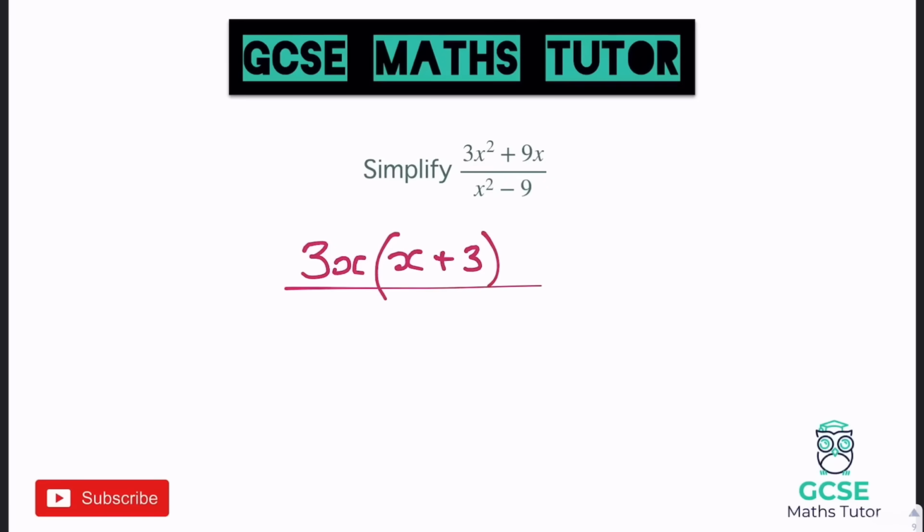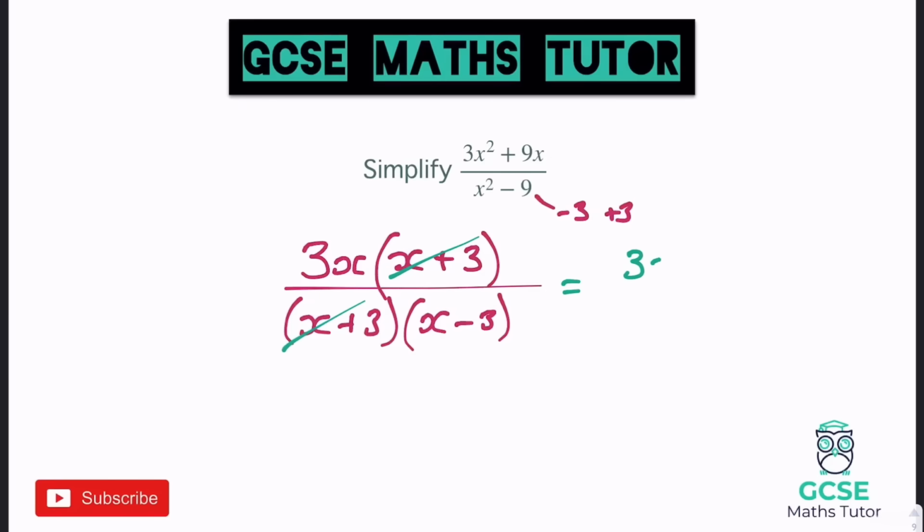Now if we have a look at the bottom, that has a number at the end but no x pieces in the middle, so that's a difference of 2 squares. The factors of 9 are 3 and 3, one positive, one negative, that's what cancels it out. So we have x plus 3 and x minus 3. There we go, and when we've got these common brackets on the top and bottom, we can cancel them out. So the x plus 3 and the x plus 3, we can divide the top and bottom by x plus 3. So we end up with a final answer of 3x over x minus 3.